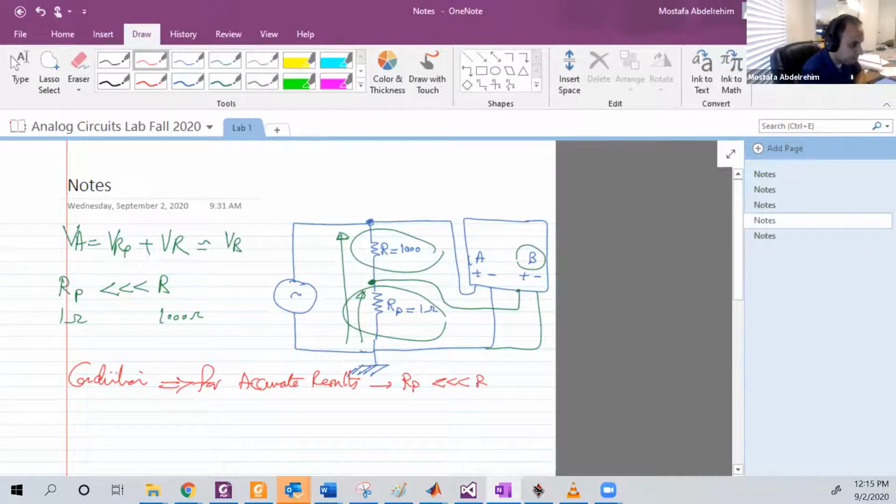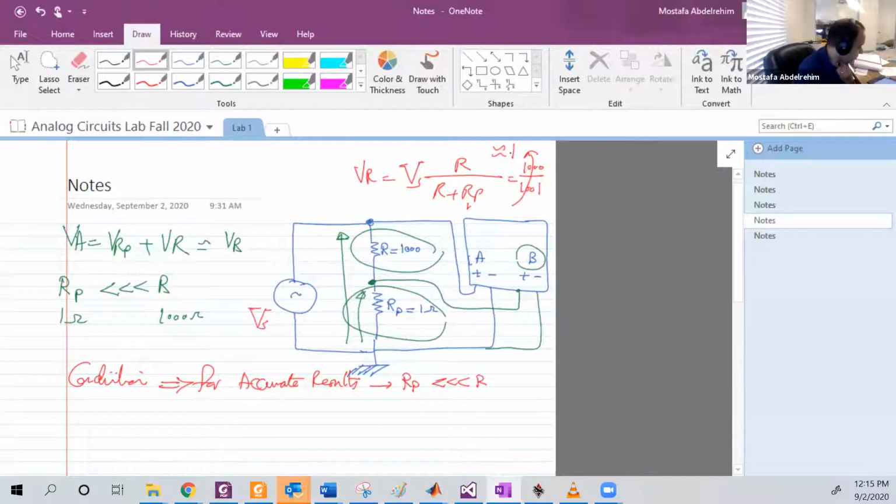Okay? And this is obvious here. This is 1 and this is 1000. Even with a voltage divider, this is our source, VS. So VR is equal to VS multiplied by R over R plus RB, but R is 1000 and this is 1, so this is 1001, which is approximately equal to 1. It's 0.99 something like this.